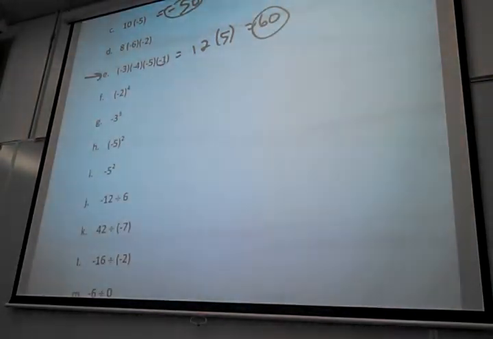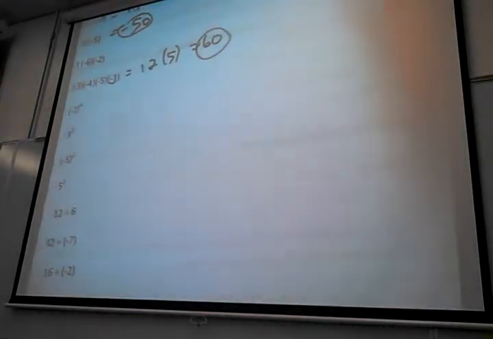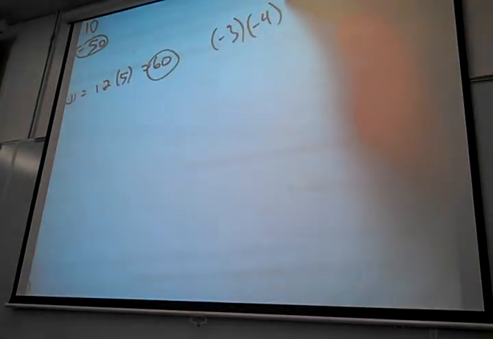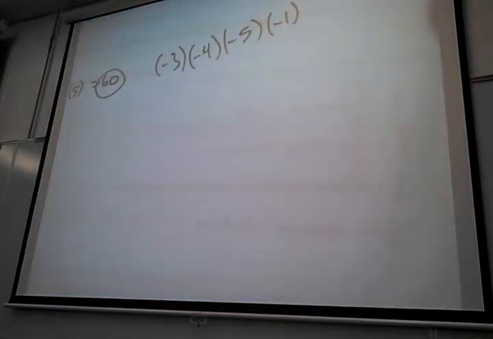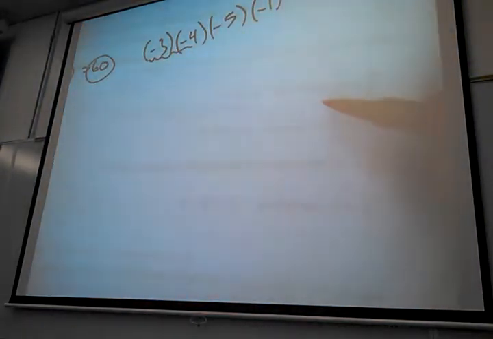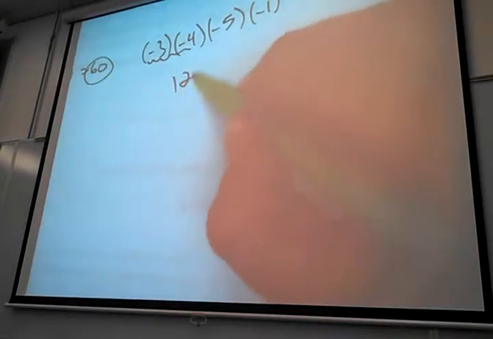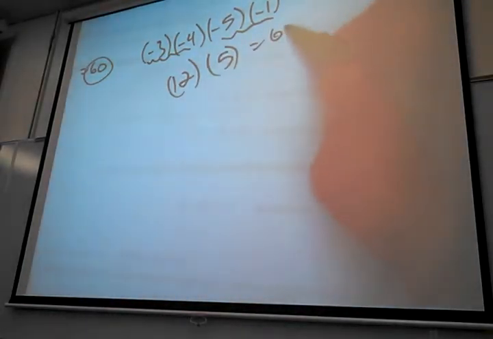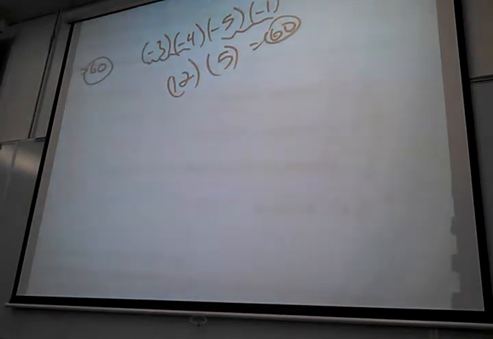Now, if you want to do that without thinking ahead, you can actually attack this more systematically. Let me rewrite it real quick in my own style. So what's negative 3 times negative 4? Positive 12, because the 2 negatives cancel. What's negative 5 times negative 1? Positive 5. And what's 12 times 5? 60. So you do not have to know ahead of time the answer will be positive. As you work it out, the negatives will kill each other until they're all gone.